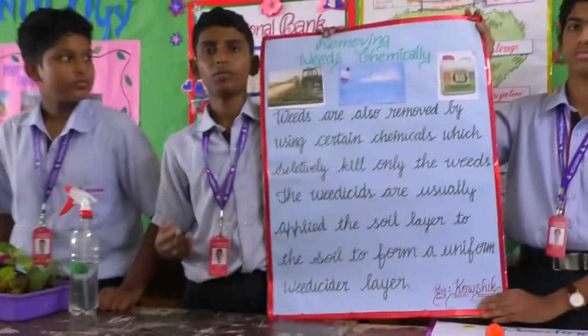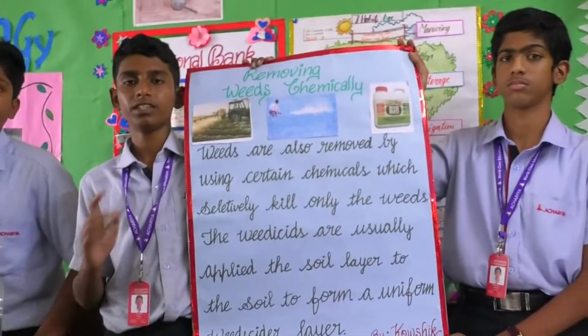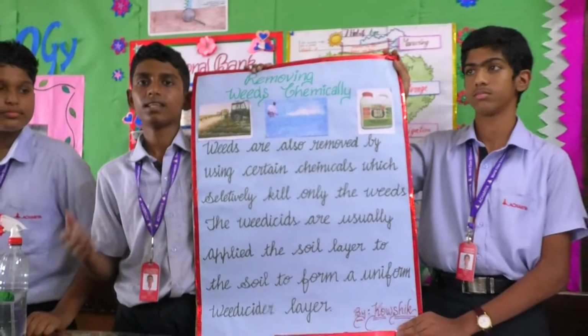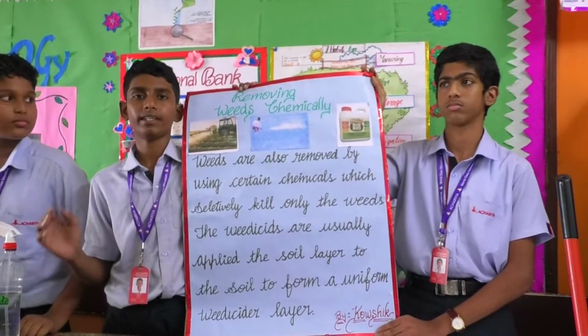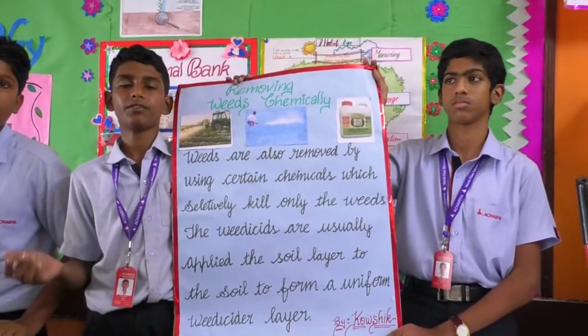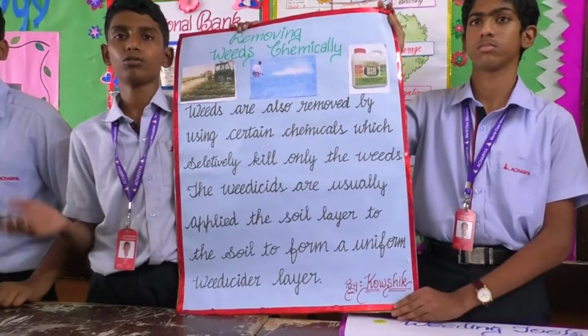Weeds can also be removed by using certain chemicals which selectively kill the weeds. These chemicals are known as weedicides and herbicides. The weedicides are usually applied to the soil surface to form a uniform weedicide layer. The applied weedicides may penetrate only a few centimeters into the soil due to their low solubility.